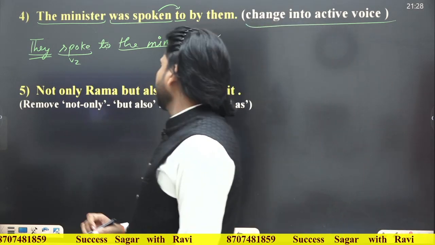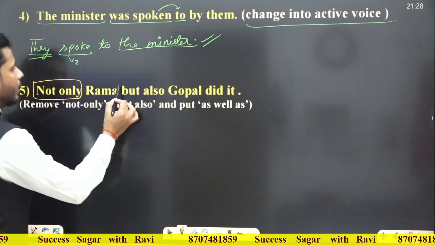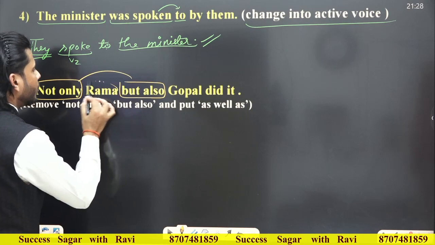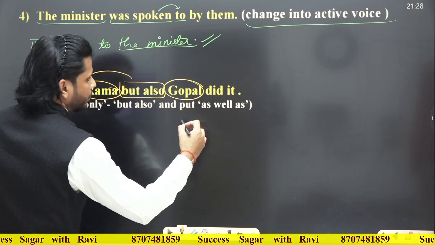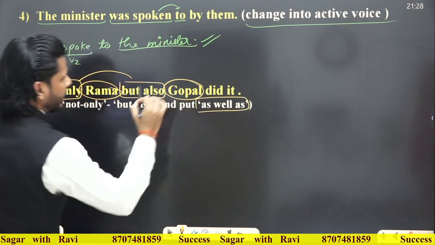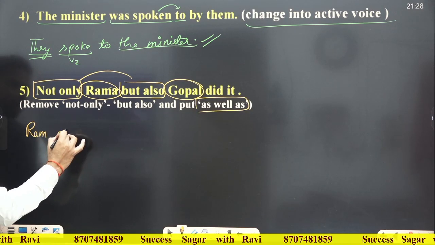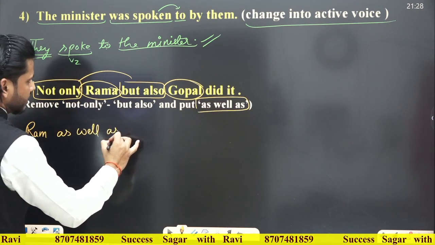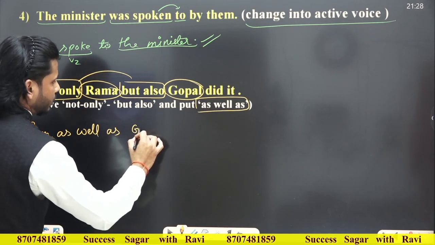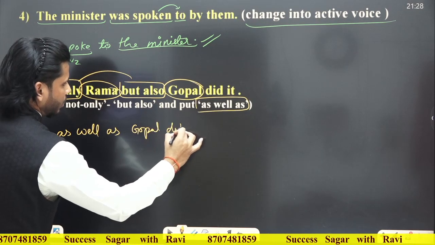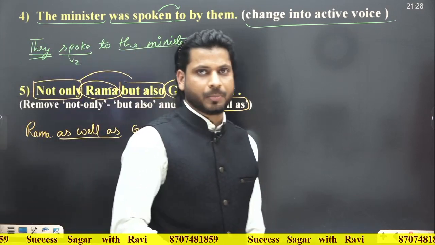Not only Rama, but also Gopal did it. Not only followed by but also, it means what? Both Ram and Gopal did it. But we don't have to use both and. We have to use as well as. That's very simple to use. This is a preposition. Rama as well as Gopal did it. This is the correct answer as per the direction given.